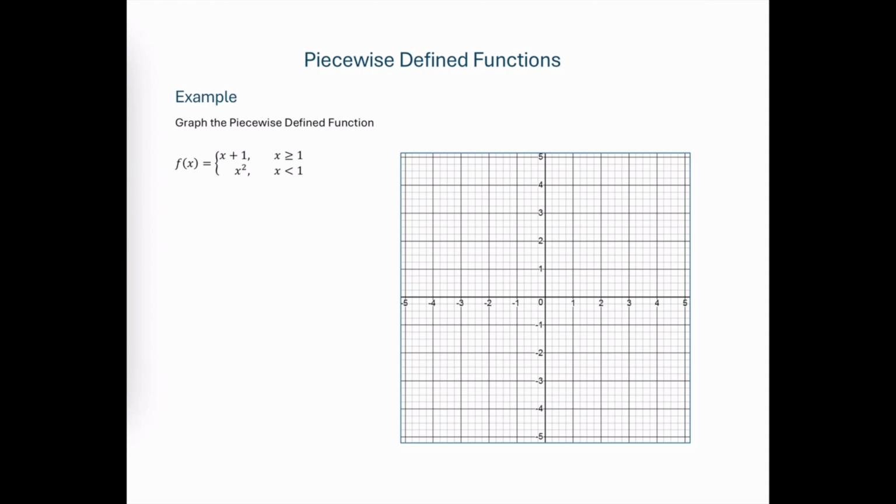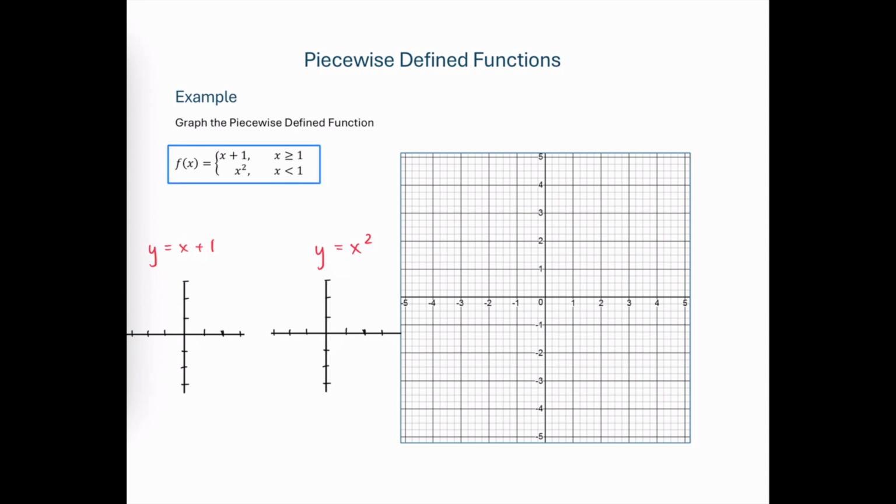When graphing a piecewise defined function, we first need to take into consideration the graphs of the two pieces that are being considered. Let's start by looking at the full graph of y is equal to x plus 1 and the full graph of y is equal to x squared. Looking at these graphs, we'll decide what portion of the graph is going to be used in finding the graph of the piecewise defined function.